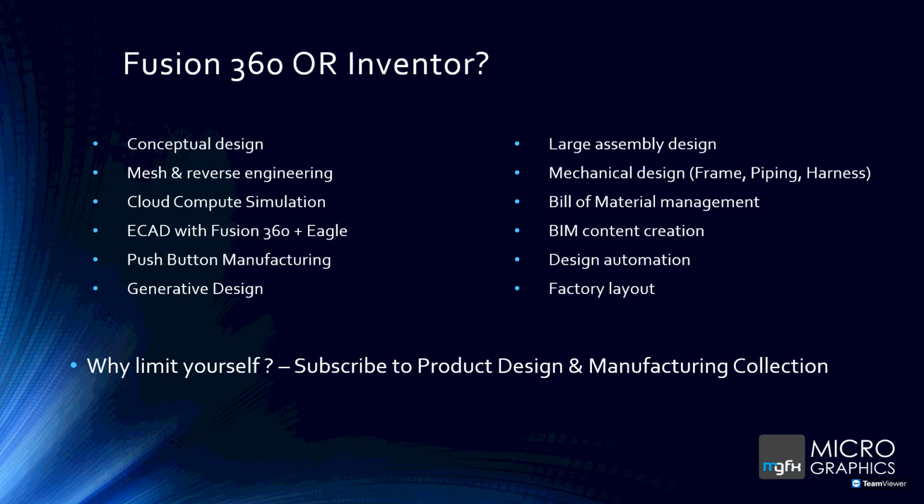So Inventor does other stuff, sort of, but not to the extent that Fusion 360 can do. So if you need to create something which uses any of those functionalities on the left, but it still needs to be used on the Inventor side, create it in Fusion 360 and then maybe bring it over to Inventor. Now, if you take a look at Inventor over here: large assembly design, mechanical design, frame, piping, and harnesses, those modules that you get in Inventor Professional, bill of material management, BIM content creation, design automation, factory layout. Okay, those are things that Inventor is great at, and Fusion 360 is not so great at.